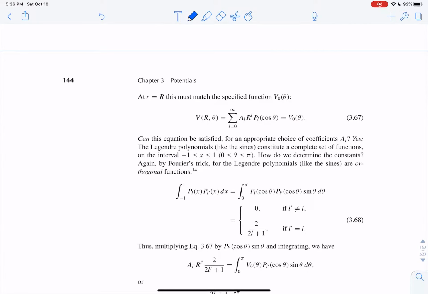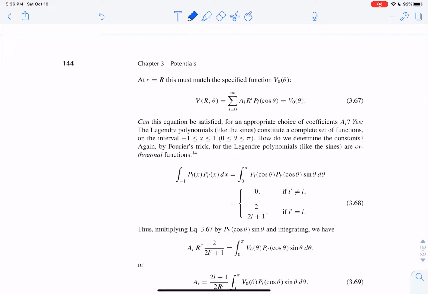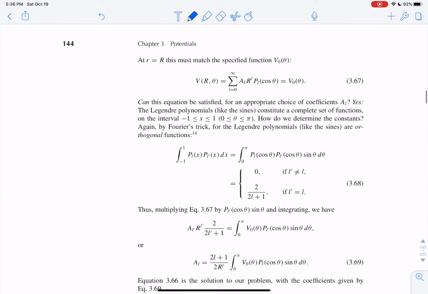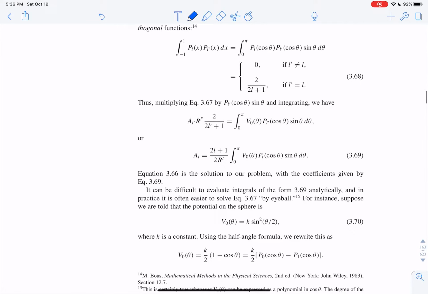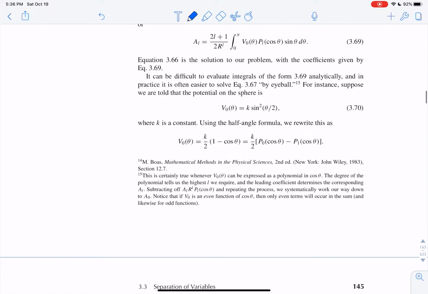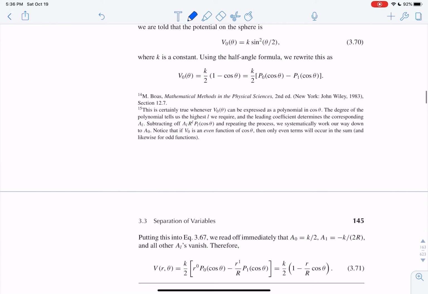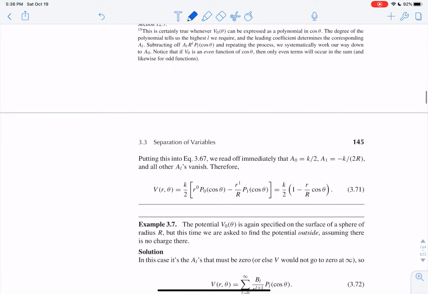Okay, and then we do our Fourier trick again, and we integrate from -1 to 1 on one side, and then 0 to pi on the other side to match the two together, and then you have 0 for L prime not equal to L, and then 2 over 2L plus 1 for this one. You do the same sort of trick, and then you get your potential and your boundary conditions in terms of the Legendre polynomials. You replace P0 of cosine theta with 1, and P1 of cosine theta with cosine theta, and then that's your potential. And that's the whole thing. So pretty cool, pretty awesome.